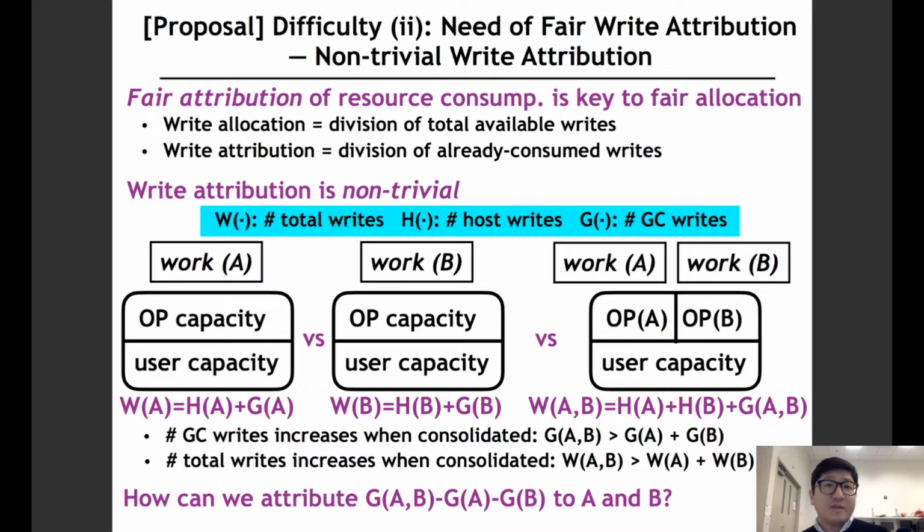In contrast, in the third scenario, workloads A and B are consolidated, and each can have only part of the entire OP capacity. As a result, the number of GC writes increases, and in turn, the total number of writes also increases. Then how can you attribute the increased number of GC writes to workloads A and B?